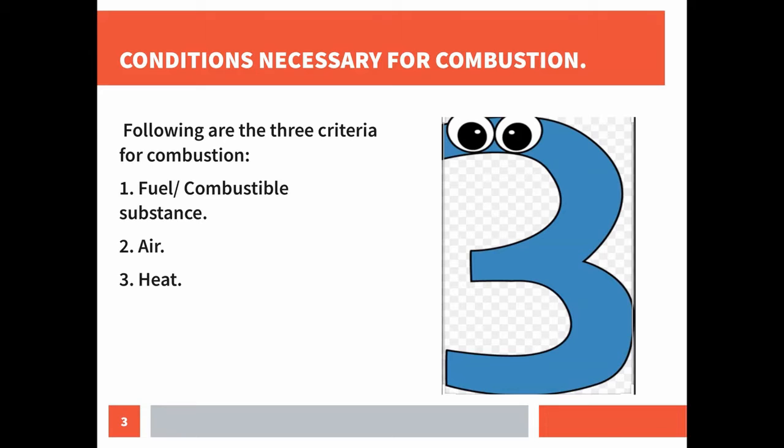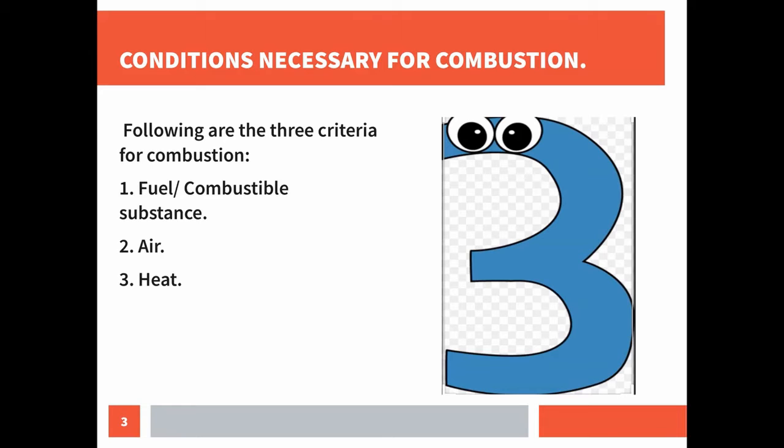For a paper to catch fire, there are certain criteria which need to be fulfilled. Only when those criteria are fulfilled can the process of combustion actually take place. So here we'll talk about those three important criteria without which combustion can never happen. And what are the three criteria?